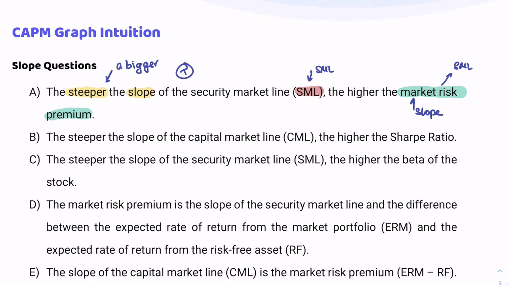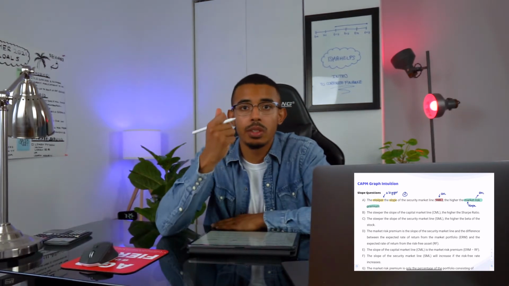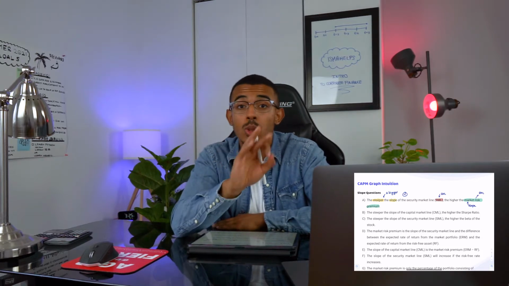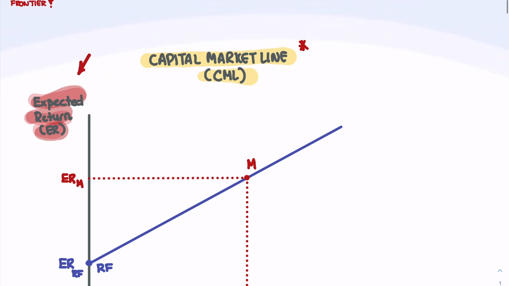Now, if we look at our next prompt, the steeper the slope of the CML, the higher the Sharpe ratio. Well, now we only have to do the same gymnastic. We need to define, what actually is the slope of our CML? And we can see that it's super close to our SML. If we take a look at our CML, we quickly see that our function is K equal to RF plus ERM minus RF over the market risk, times our portfolio risk. That's obvious because our horizontal axis is risk, and our vertical axis is the expected return.